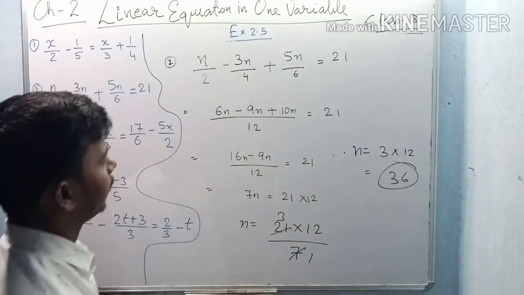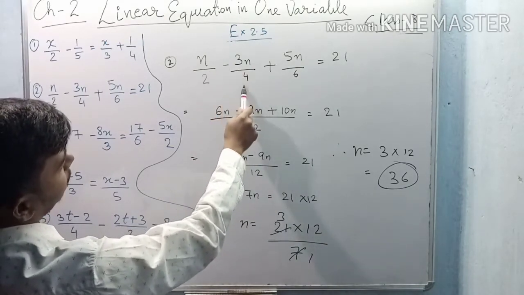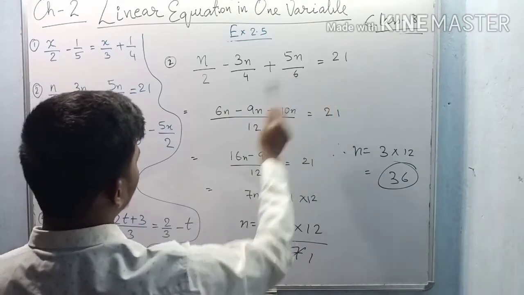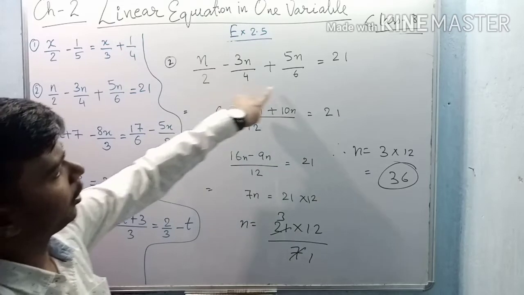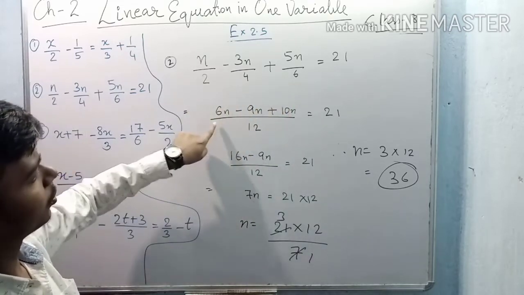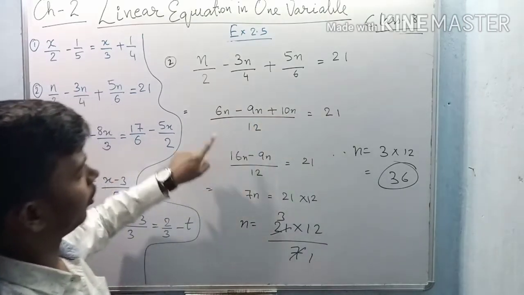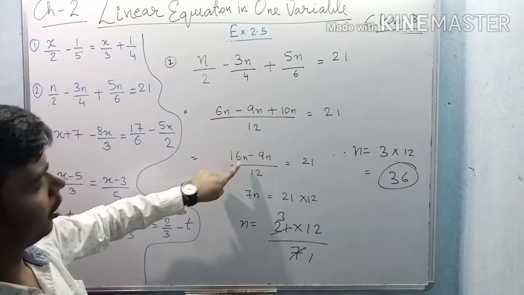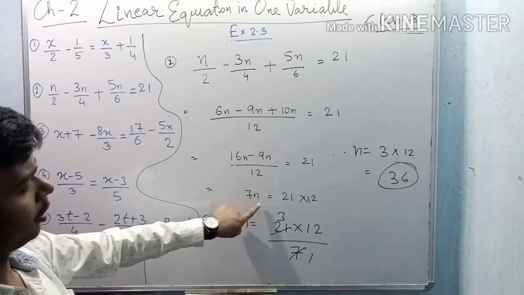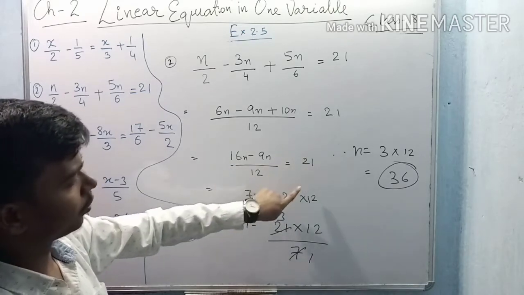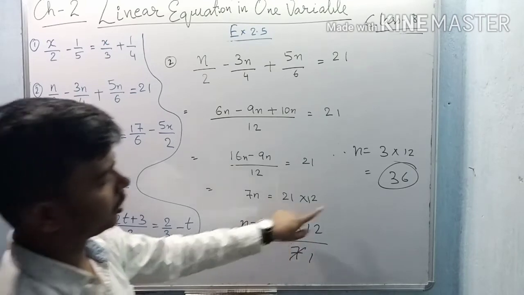Okay, it was simple. The question was n by 2 minus 3n by 4 plus 5n by 6 equals 21. We have taken the LCM of all three. So LCM is 12. So here it will be 6n minus 9n plus 10n equals 21. So 6 plus 10 equals 16n, minus 9n by 12 equals 21. 6n minus 9n equals 7n equals 12 into 21. n equals 21 into 12 by 7, 7 ones are 7, 7 threes are 21, 12 threes are 36.